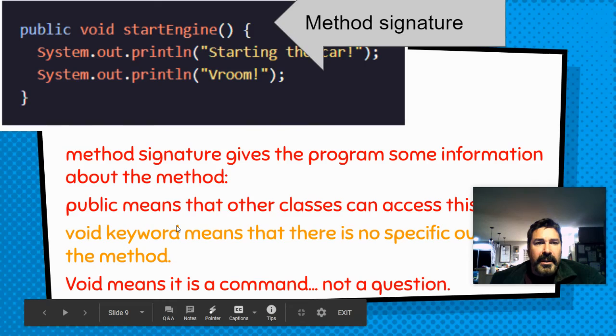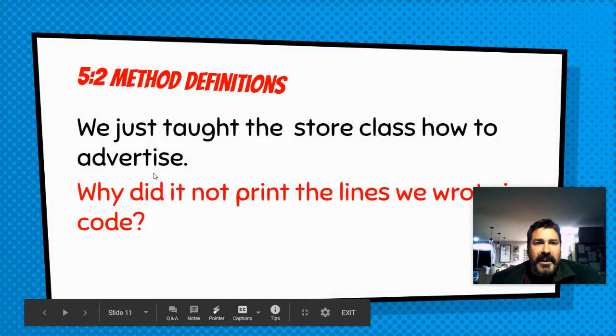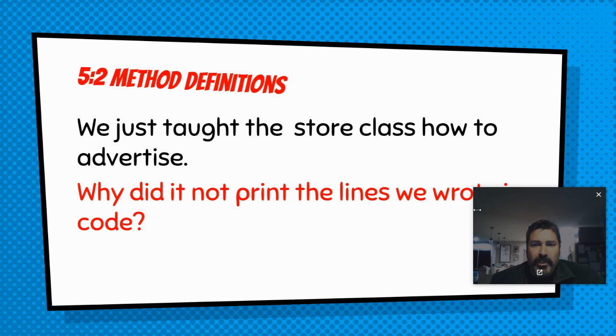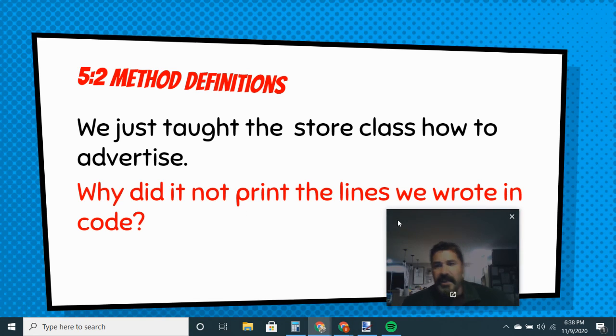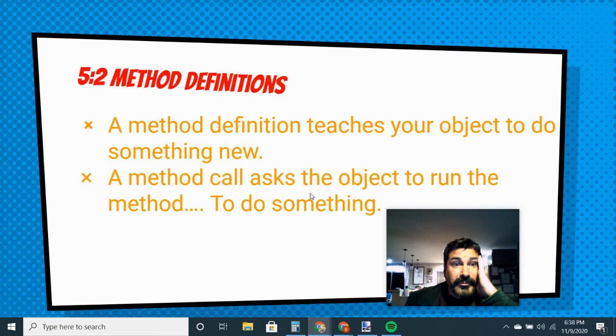All right, so we completed the exercise. We just taught the Store class how to advertise. Why did it not print the lines we wrote in the code? Write down your best idea, and when we are live, I want to ask you about it. So why did it not print the lines we just wrote?